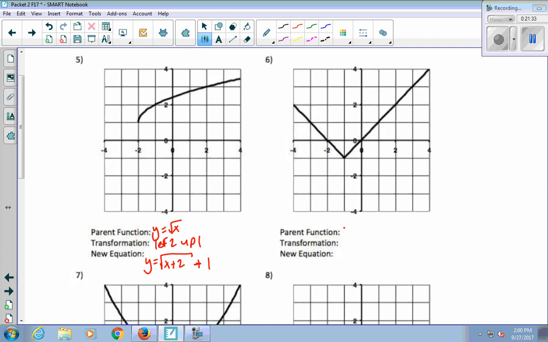Here I have absolute value again. And it looks like I went left 1, down 1. That's an and. Left 1 and down 1. My new equation would be absolute value of x plus 1. That moves me left 1. And then down 1, minus 1.